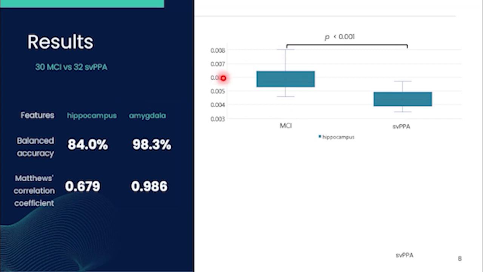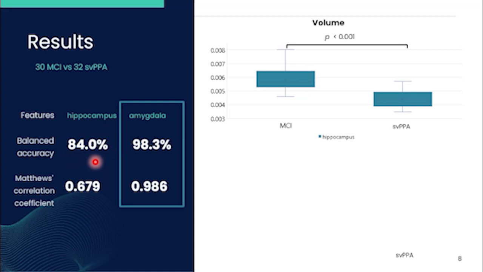And here, finally, the last case compares mild cognitive impairment with the semantic variant. We can see that this was the case with the highest accuracy. Once again, the hippocampus did not achieve the highest value. The best result was achieved by the amygdala. For the hippocampus, this is quite the same as the previous case. In this case, mild cognitive impairment has the highest hippocampus volume, and the semantic variant has a very low one. This is statistically significant and provides us 84% accuracy.